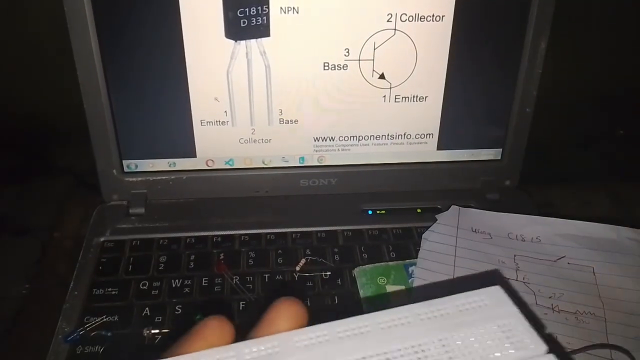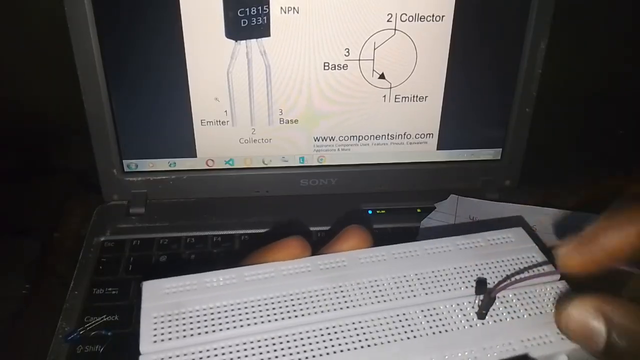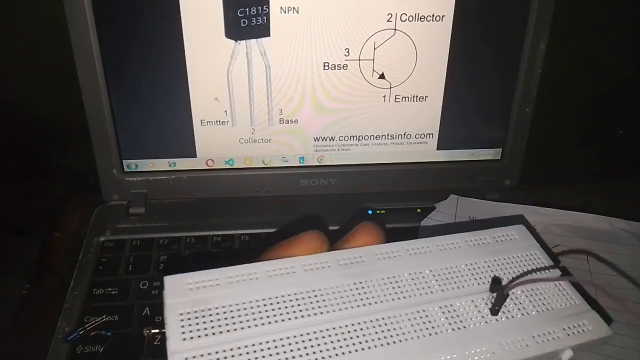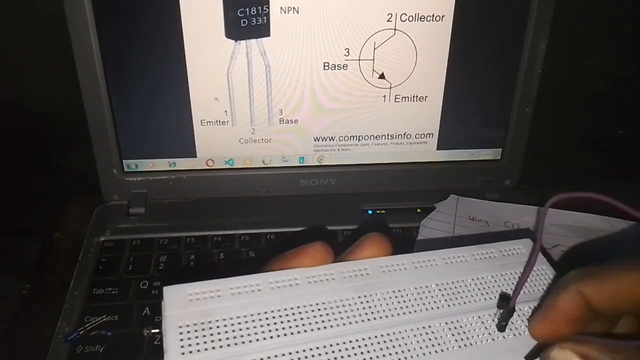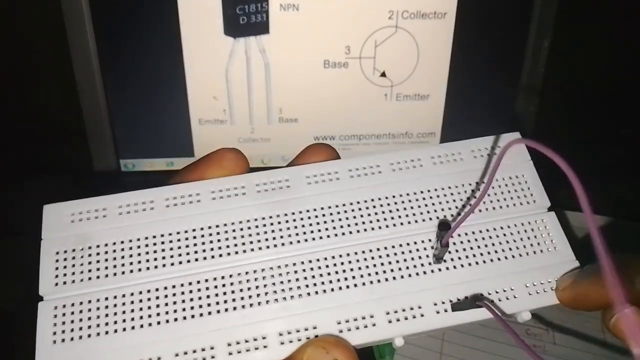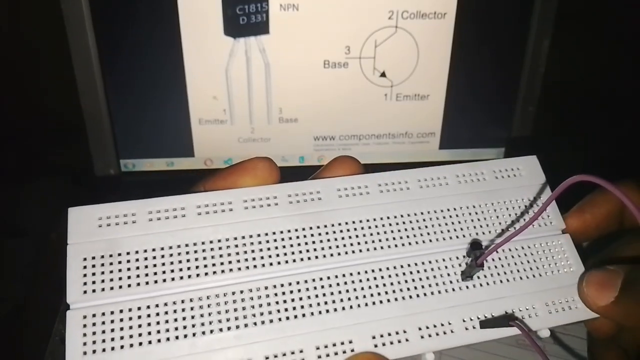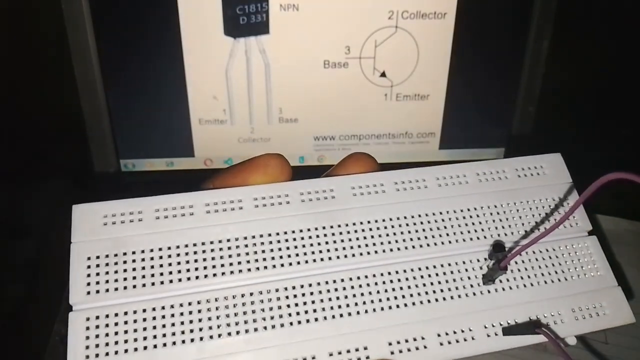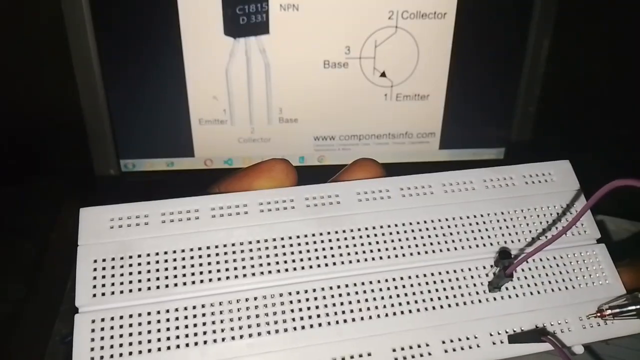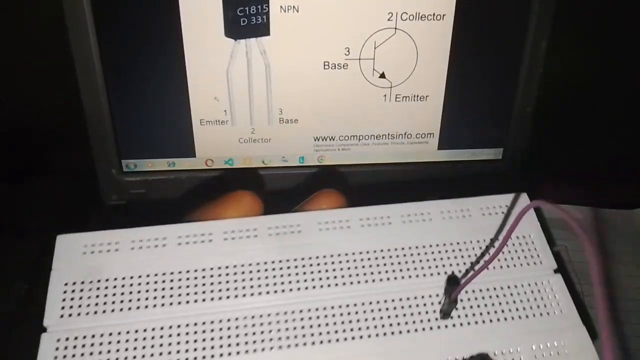Take your jumper wire and insert it to the column of this emitter pin, and insert it here. I'm using this whole place as my negative power supply, while this other place is my positive power supply. You can use any one you want, but just make sure that they're different.